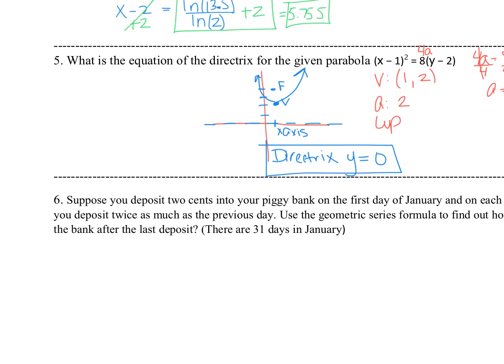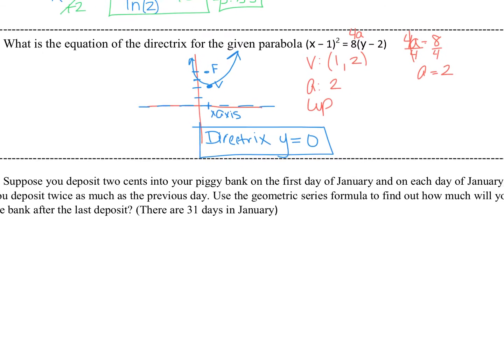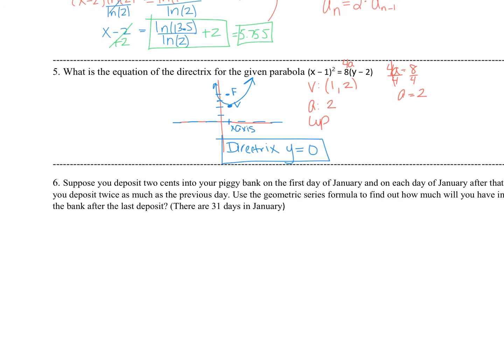Okay, this one says, suppose you deposit 2 cents into your piggy bank on the first day of January, and each day of January after that you deposit twice as much. So we do 2 cents to start, so that's 0.02. On day 1, that's probably A1 in a sequence. And then we do twice as much as the previous day. They want you to use the geometric series formula. They're actually telling you this to find how much you'll have in the bank after the last deposit. We're doing it in the month of January.